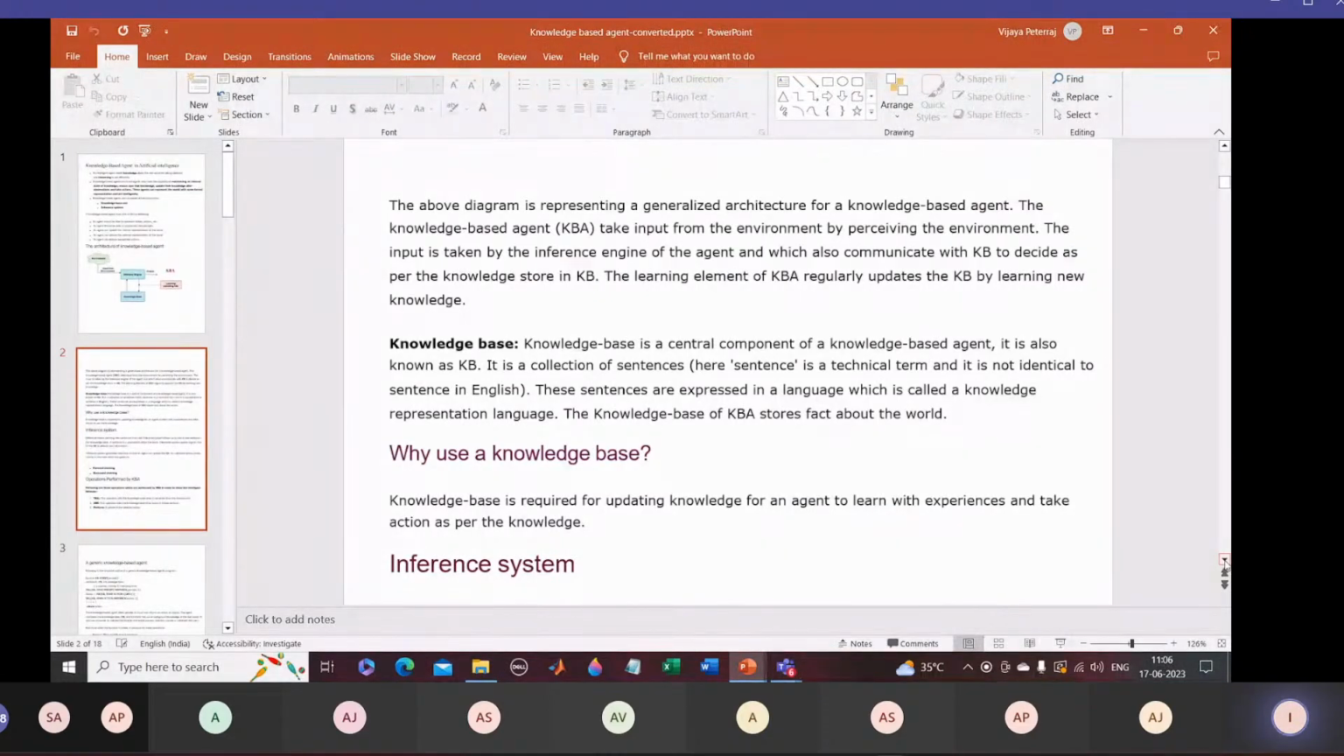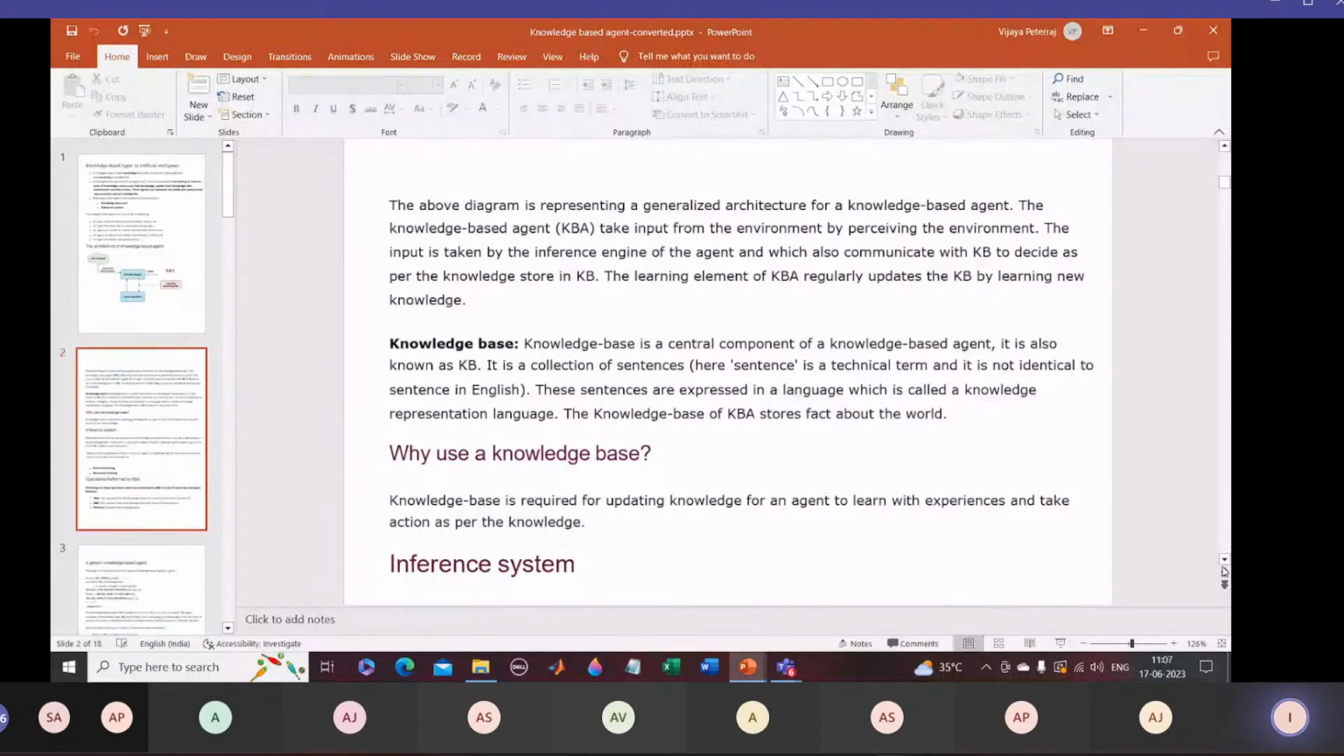Yeah, okay. So what is the knowledge base? It's a central component of a knowledge base agent, also known as KB, a collection of sentences. They will be expressed in a language called knowledge representation language. Why are you going to use this knowledge base? It is meant for updating the knowledge of an agent so that it will learn from experiences, and according to the knowledge it has gained by learning, it will take actions. Okay, this is about the knowledge base.